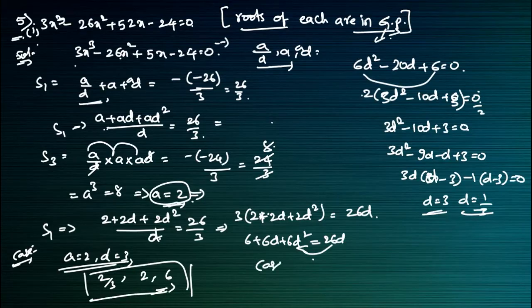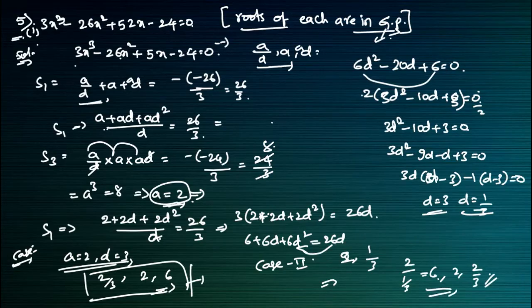Now in case 2, you take d as 1 by 3. So a is equal to 2, so this 2 and 1 by 3 you take and you will get the answer. So the reverse of these roots will come here. a by d means 2 by 1 by 3, so it will go upside down and become 6. Another thing a is equal to 2, we know already. So here ad is 2 into 1 by 3, so 2 by 3 will come. So these are the case 2 roots: 6, 2 and 2 by 3.